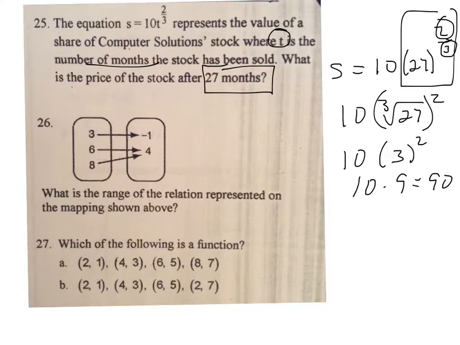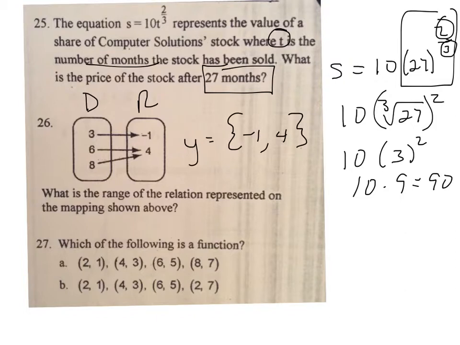Number 26, what is the range of the relation represented on the mapping? Remember, this is your domain, this is your range. So your range is going to be y equals {-1, 4}. Remember, these are brackets to indicate a set.